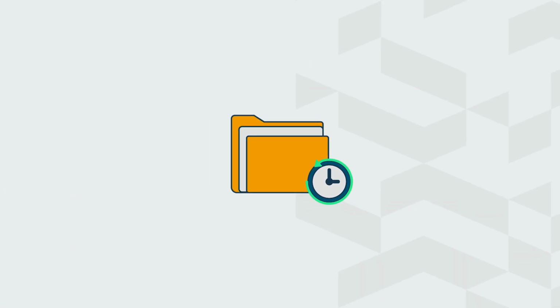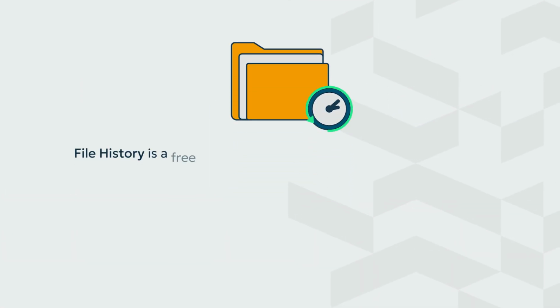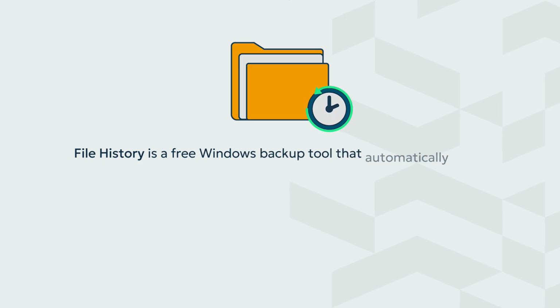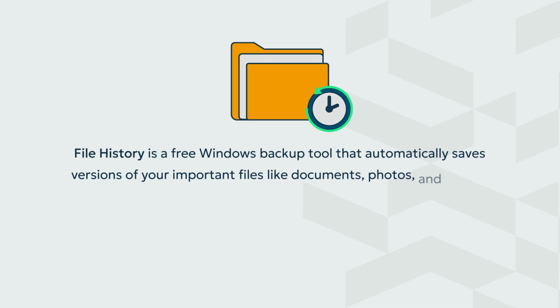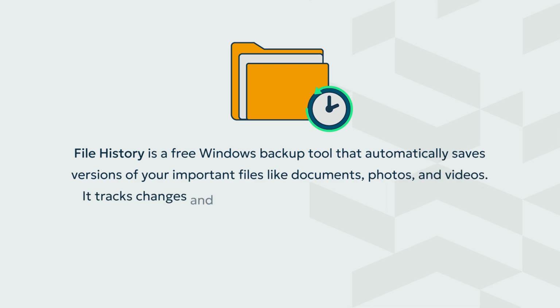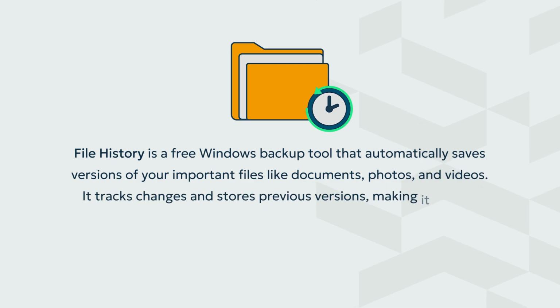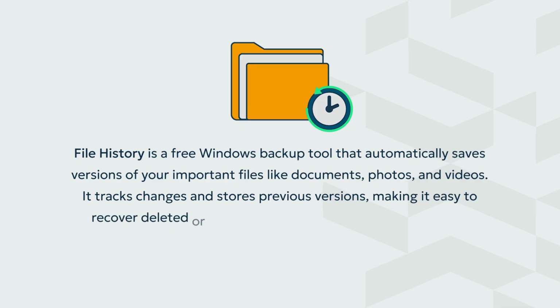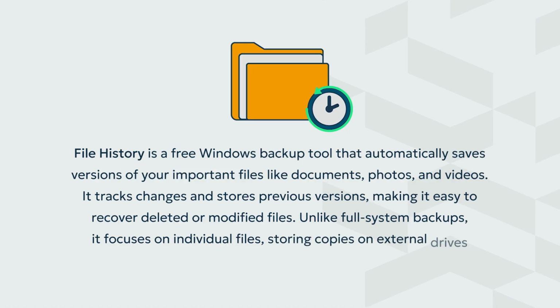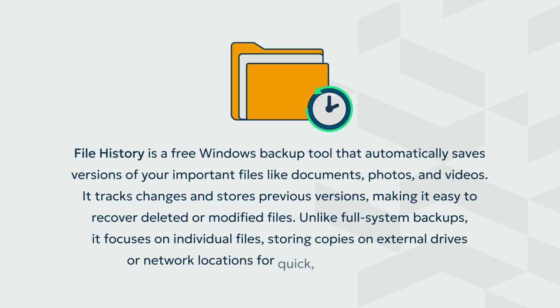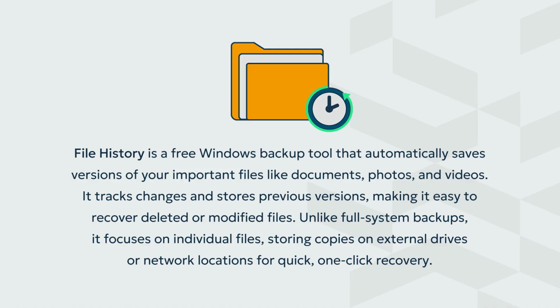Understanding Windows File History. File History is Windows's free, built-in backup tool that automatically saves copies of your essential files like documents, photos, and videos. It monitors data changes, saving previous versions for easy retrieval if files are accidentally deleted or modified. Unlike full system backups, File History focuses on individual files, making it lightweight and perfect for everyday users and small businesses. It creates and updates copies on an external drive or network location, allowing simple one-click recovery of past versions.